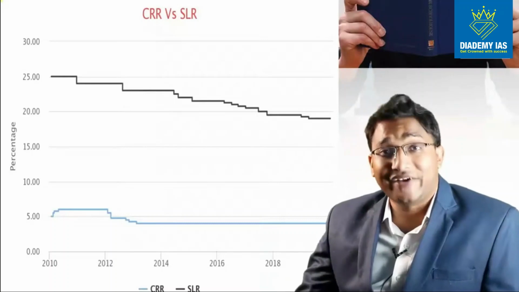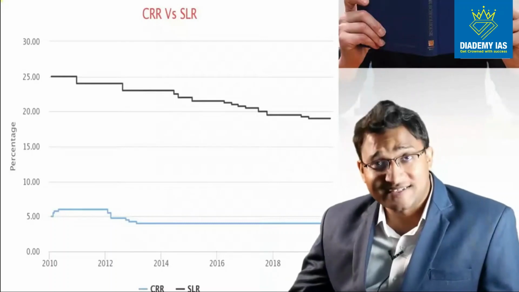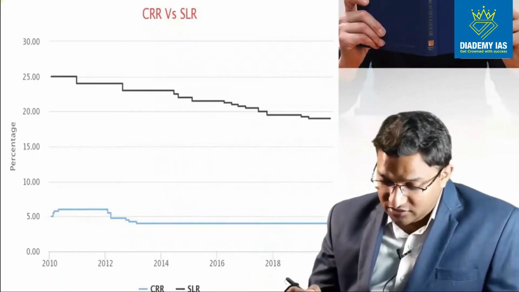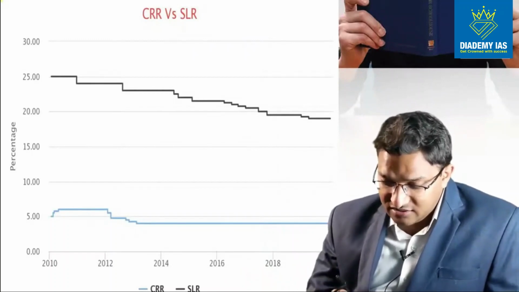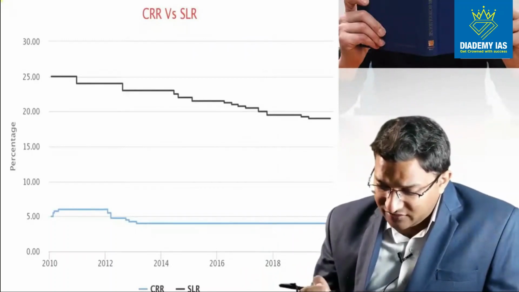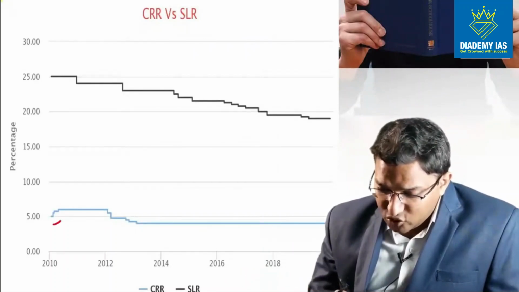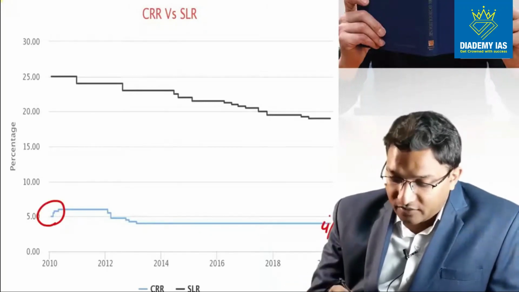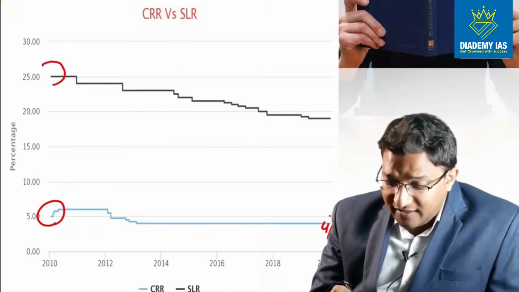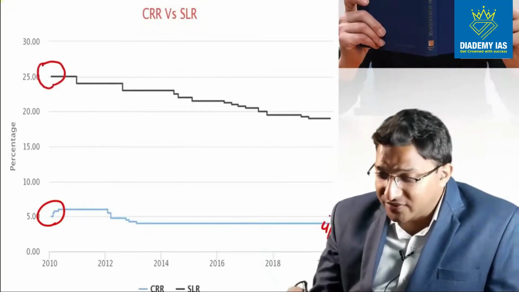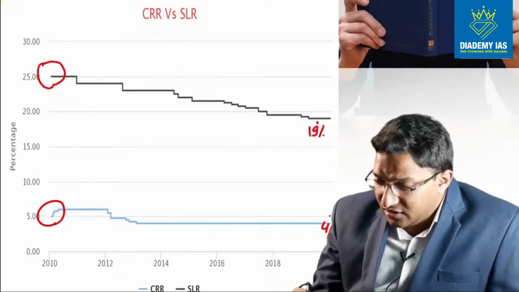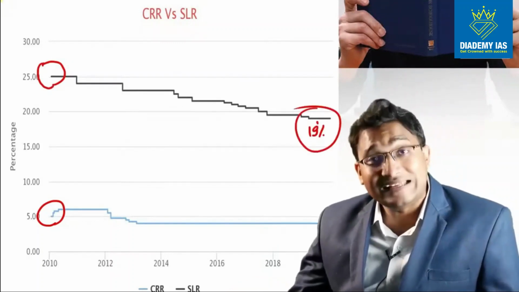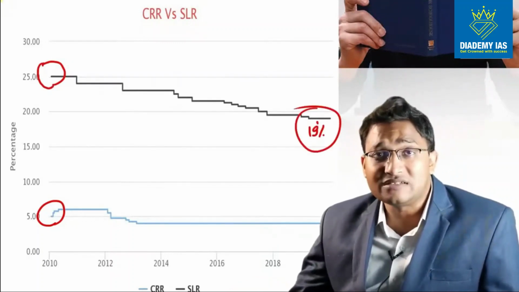If we see the overall rate of the CRR versus SLR since the last 10 years, since 2010, the rate of CRR was approximately 5% and now it is approximately 4%. SLR in 2010 was 25% and now it is 19%. So can you see both of them are decreasing? That means the government wants to increase the liquidity as much as possible.